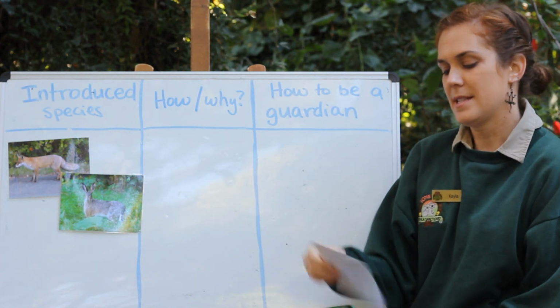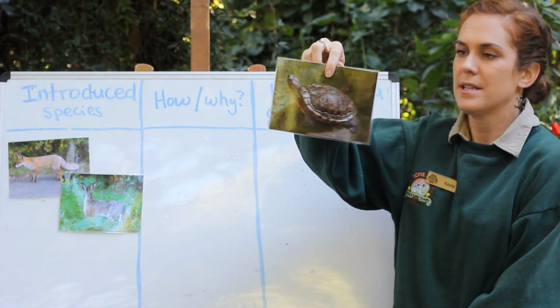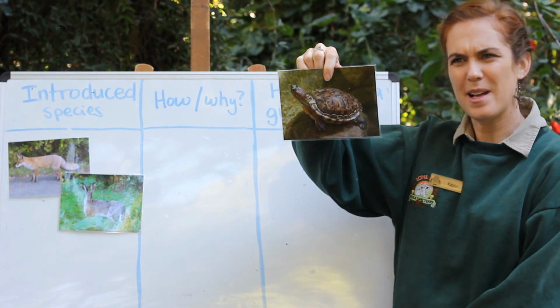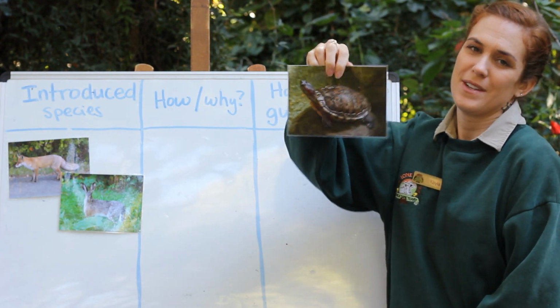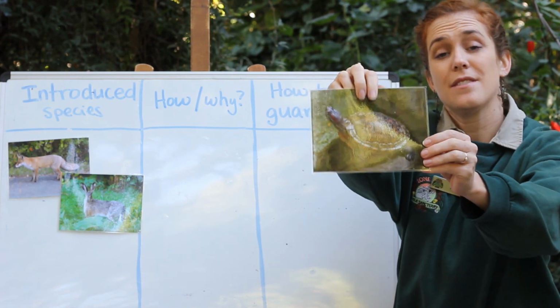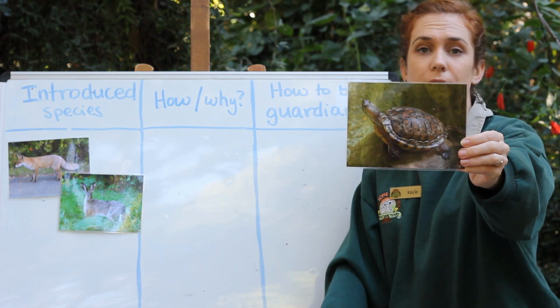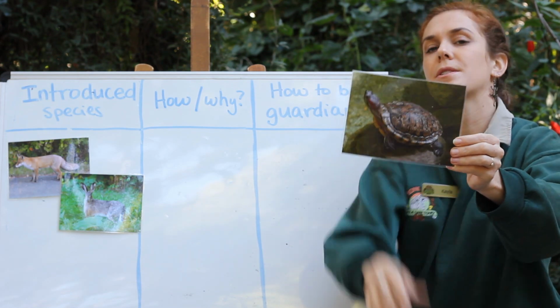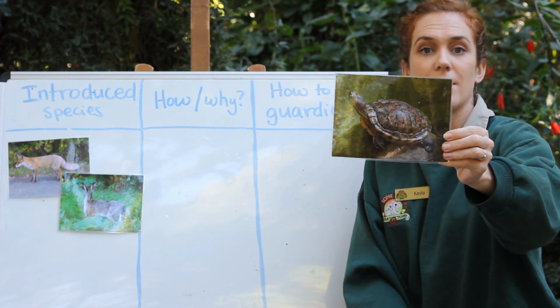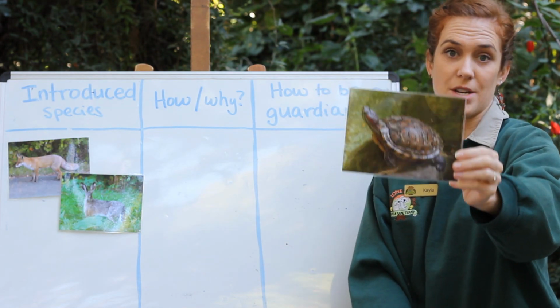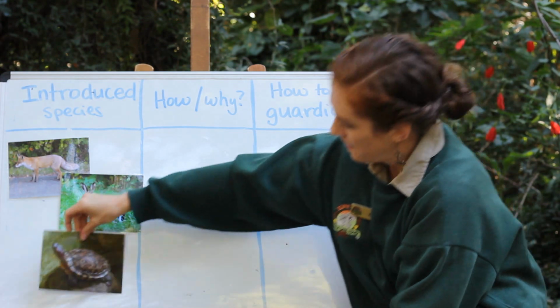now this is a turtle, and if you live here in Australia you might be confused because you might think, well, I thought turtles were native. We do have native turtles that do live in our rivers and creeks, and native sea turtles as well. This particular turtle is called a red-eared slider, and it is not a native species, it's an introduced species.